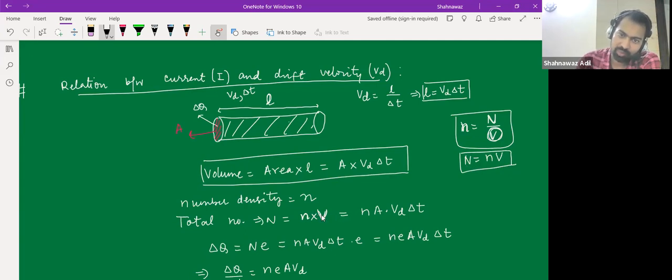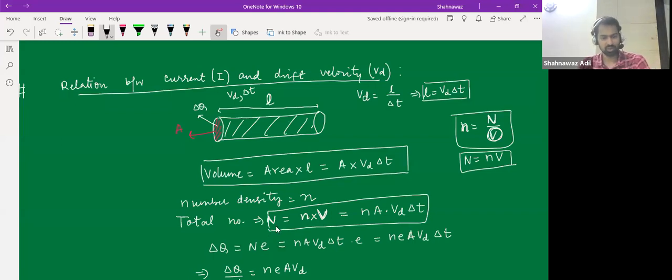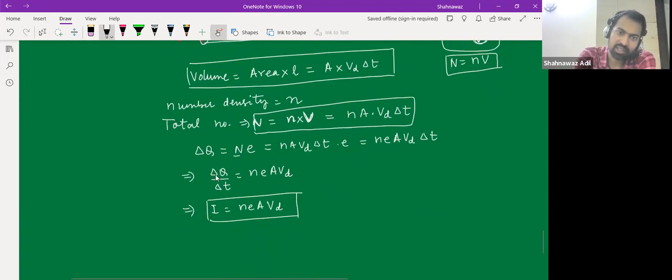So then I place the value of volume, and this is my N. And I calculated the total number of electrons, right? So what would be my total charge? Total charge is N into e, quantization of charge. So Q is N e. I put the value of N and then I get this. I take this delta T to the left hand side and then I get delta Q by delta T, which is current. So this would be n e A v_d.